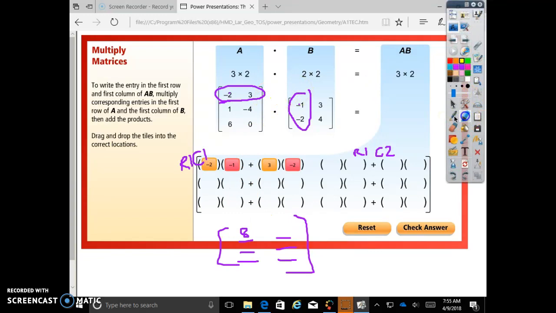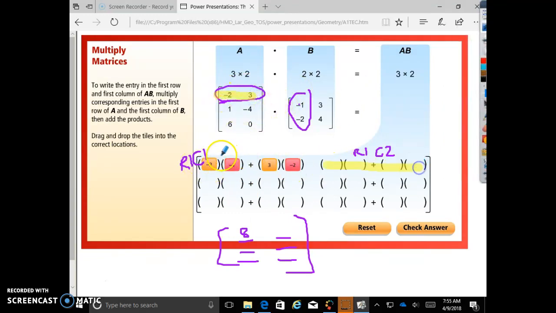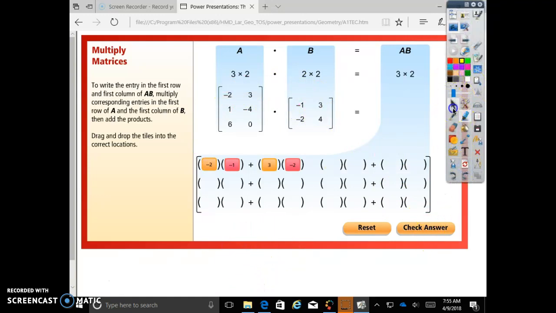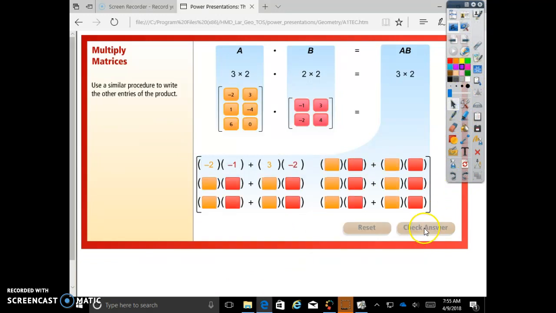So if we were going to do the next column, it'd be row 1, or sorry, this one right here. It'd be row 1, column 2. So you'd use row 1 and column 2. You'd have 2 times 3. Negative 2 times 3 is negative 6. 3 times 4 is 12. Negative 6 plus 12, you're going to have a 6 up in this corner. Does that make sense? This is what we're doing. So we're going to check this answer and move on so we can continue filling this in.